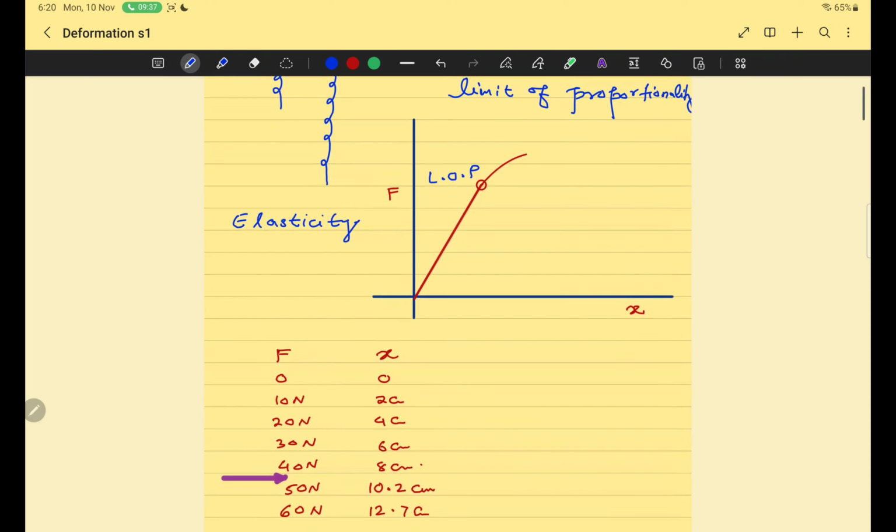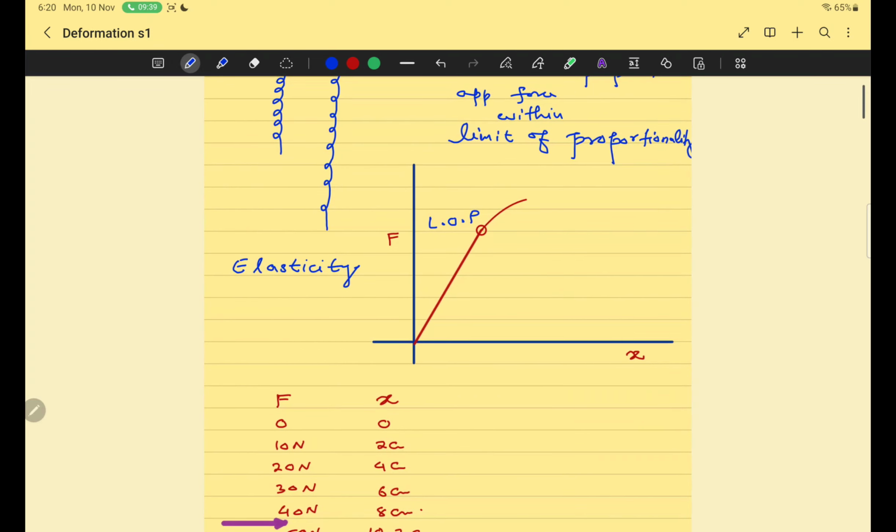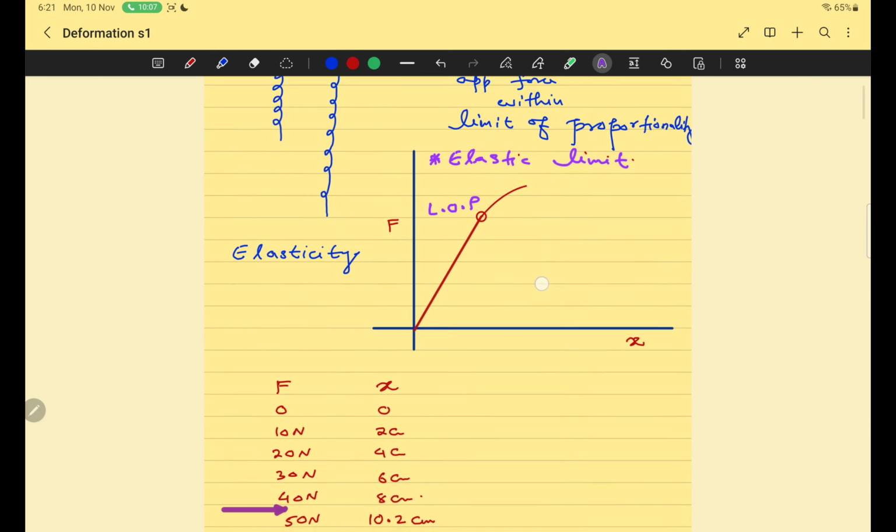But in A level physics, there is one more new term which you should know, and the new term is elastic limit, and both are different from each other. Limit of proportionality is the point up to which the graph is a straight line, and this elastic limit is not the limit of proportionality. Sir, what is elastic limit? So I am going to explain.